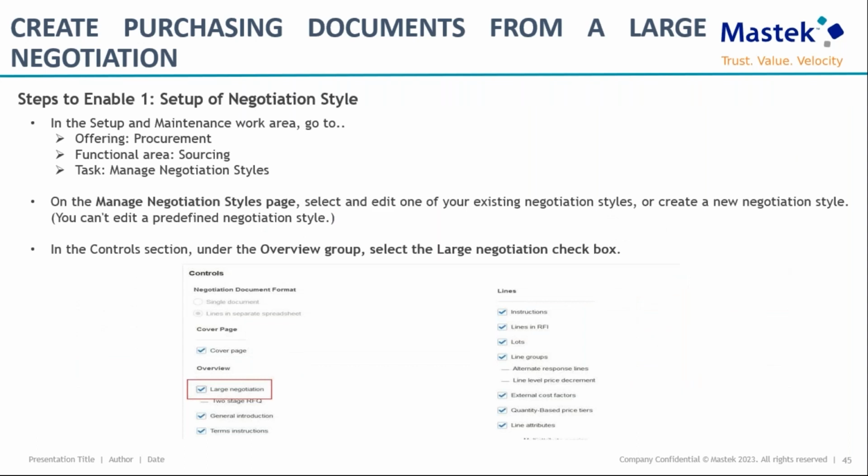How to enable this functionality? So there are two steps. First step is we need to go to the manage negotiation style page, and under the overview group under controls, we need to first enable the large negotiation for this negotiation style. We could enable this for an existing negotiation style, or we could create a new negotiation style. That will depend upon us.